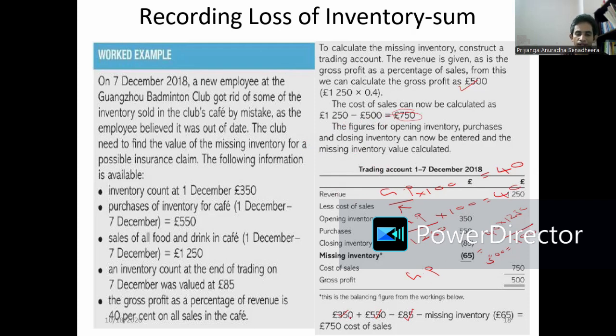If you take this figure, 350 plus 550 will be 900. 900 minus 85 will be 815. So here we get 815, and actual cost of sales according to this, we'll get 750. So you can see how much is missing. 815 minus 750, it's 65 that is missing. So this is the way we need to calculate our missing loss of inventory. Hope it's clear.